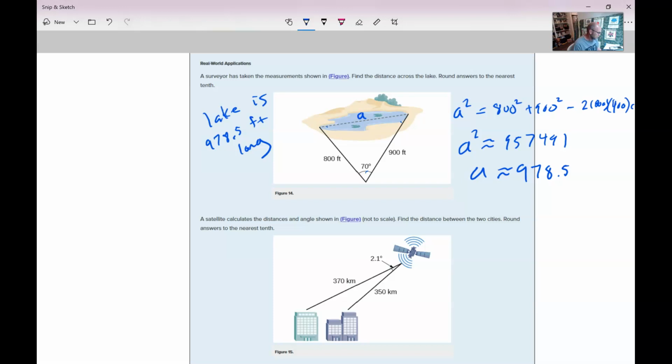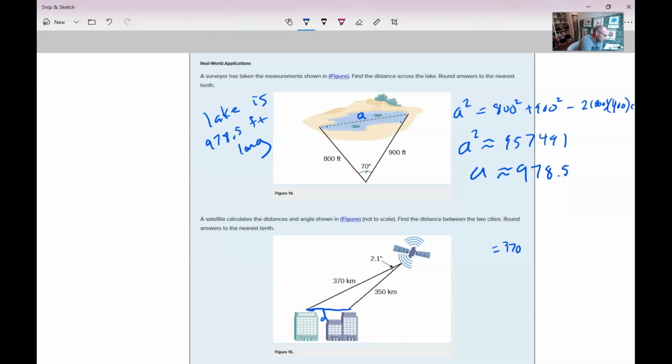So the satellite is 350 kilometers from this city and 370 kilometers from that city. So we should be able to solve this triangle to find that distance. We'll call it D, just for fun. And again, we can't use law of sines here, so this would be D squared is equal to 370.